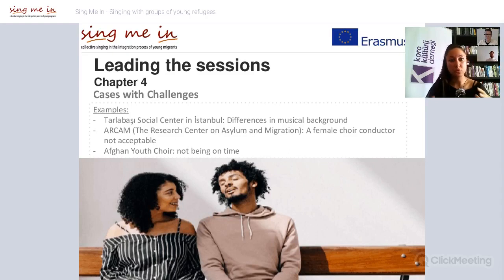So it's very difficult to create a choir with all these different musical background people. Another example is from our camp, the Resource Center on Asylum and Migration. Here, a female conductor says that she is not acceptable in the atmosphere because they don't trust a female, or they don't count on what a female says. So such things can occur.